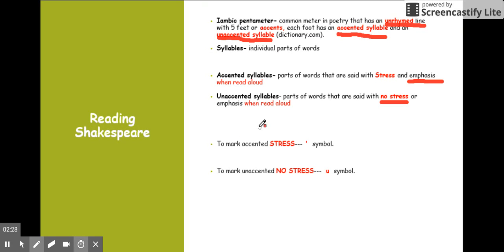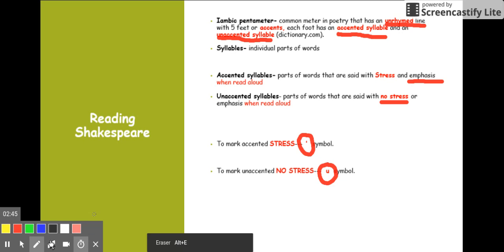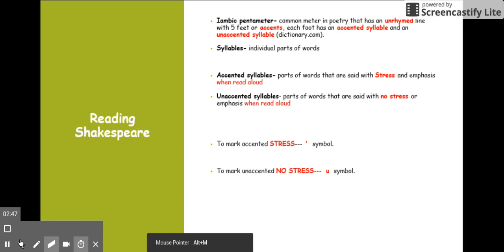So the quick thing to remember is that when you mark accented or stressed syllables, you use a little dash symbol like that. When you're trying to mark unaccented syllables, or no stress syllables, make sure you use a U type of symbol. The next slide is going to cover just that.